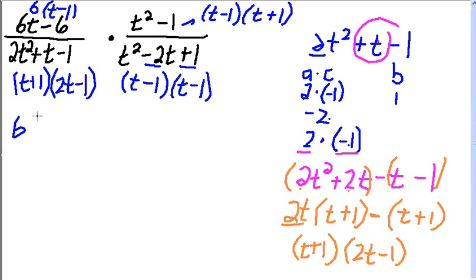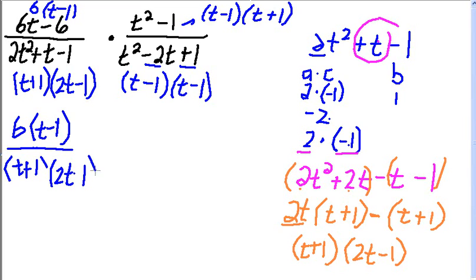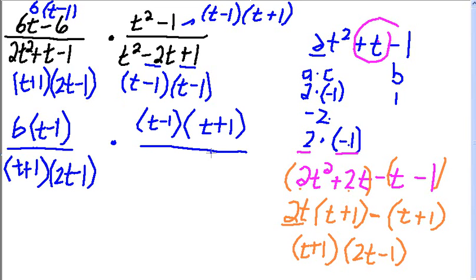Okay, now I can rewrite this. I have 6 times t minus 1 in the numerator, and now I'm going to multiply that by this. I'll go ahead and just rewrite it: t plus 1, 2t minus 1, and then here I've got t minus 1, t plus 1, and then down below I've got t minus 1 and t minus 1.